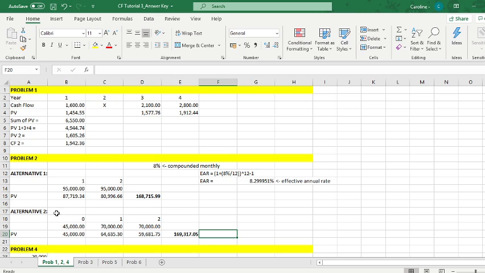Based on the present values that have already been calculated for alternative 1 and alternative 2, you find that the present value of alternative 2 is higher than alternative 1. That basically means it is more profitable for you to choose alternative 2 instead of alternative 1. So from these questions, the alternative you should choose is alternative 2, where you have the contract signing bonus today and you receive 70,000 in the first 2 years of the contract. So that's for problem 2.